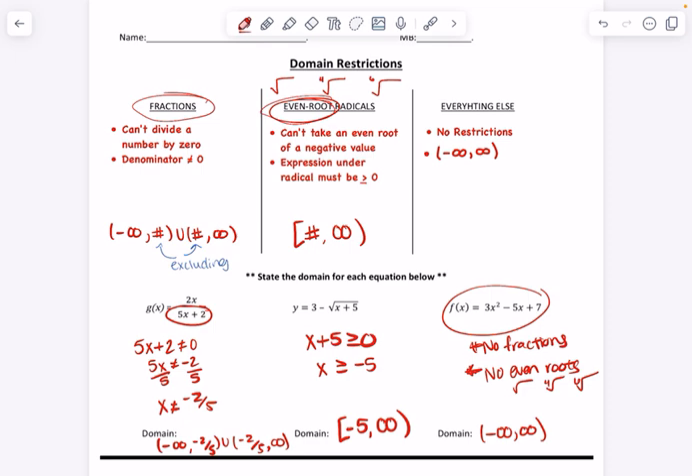So you only have to figure out the domain restriction if you have a fraction or if you have an even root. If you have neither of those, if you have a cube root, that's not an even root. That's negative to positive infinity. Even roots or fraction, you've got to figure out what the domain is. Everything else, negative to positive infinity.